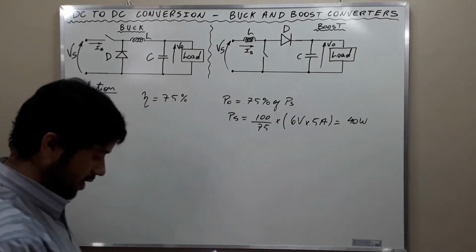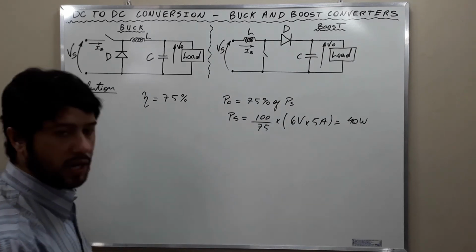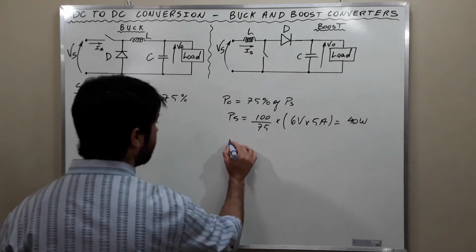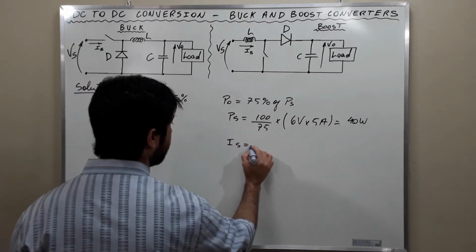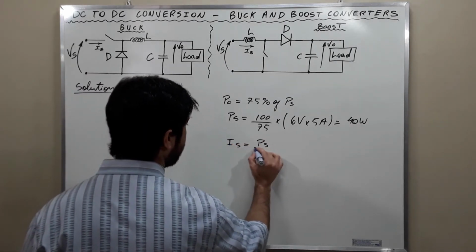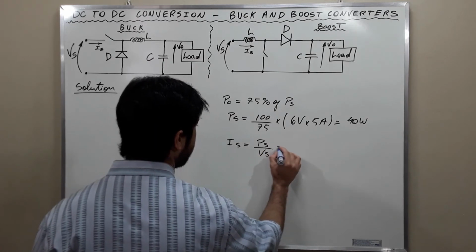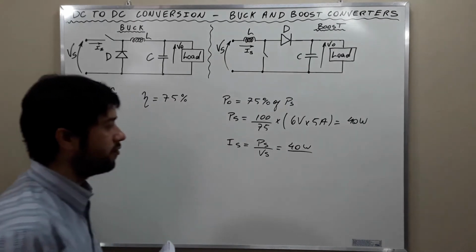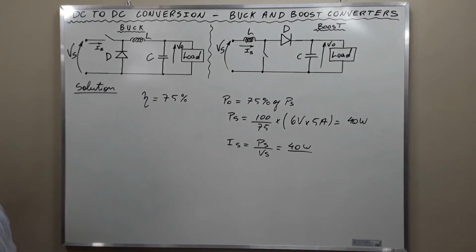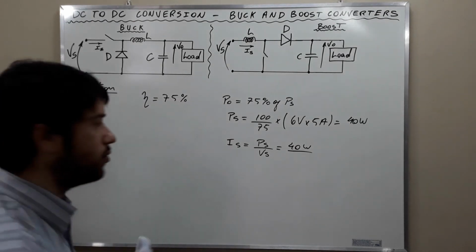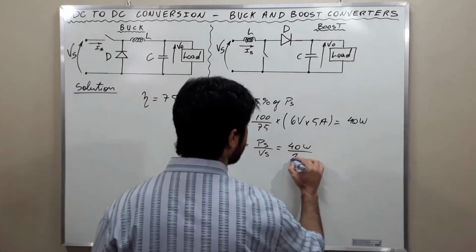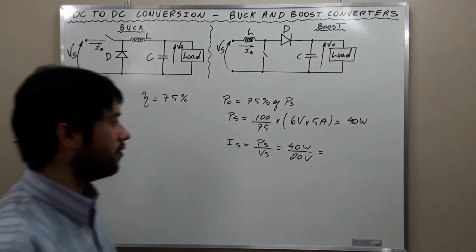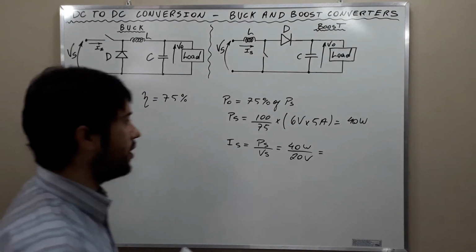The problem wants us to calculate the input current. The input current is going to be, the problem said that the input voltage is 20 volts and the input current is therefore 2 amperes.